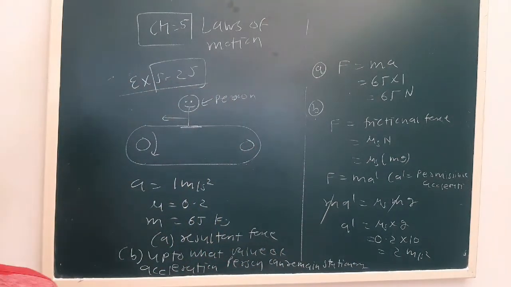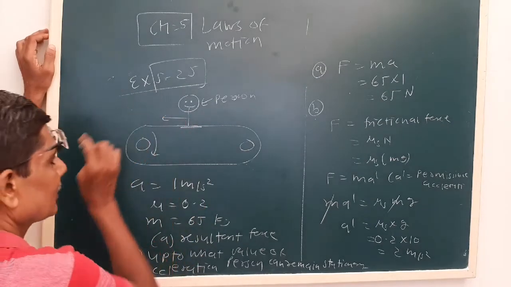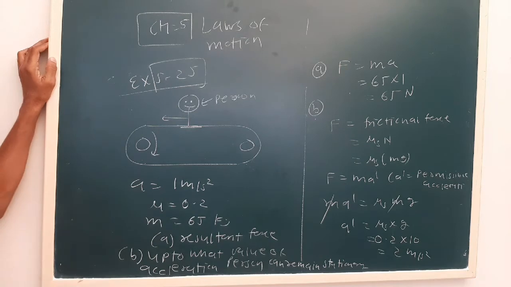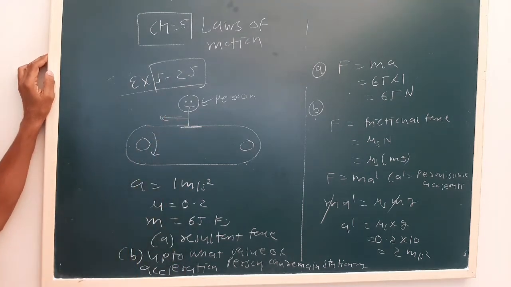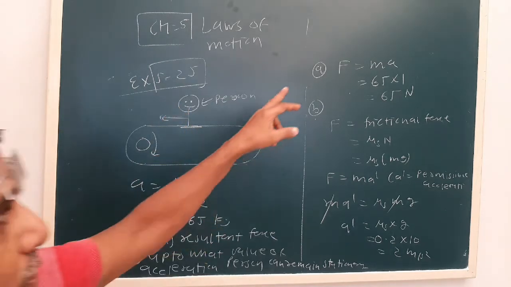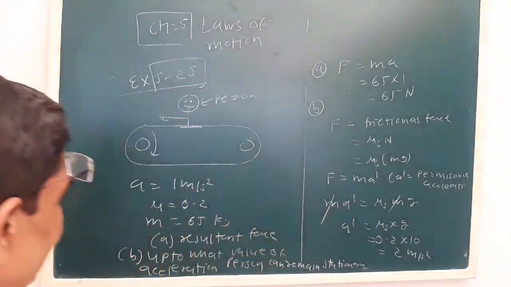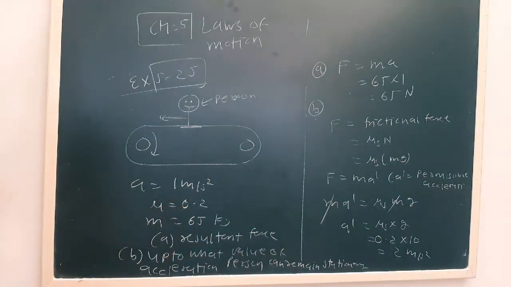See here, the question is divided into two parts. One, a person is standing on a conveyor belt or a roller like this. Now see, the roller moves with an acceleration of 1 meter per second square. The mass of the person is 65 kg. What is the force exerted? Now it is a simple question. F is equal to ma. Mass is given 65 and acceleration is 1 meter per second square.